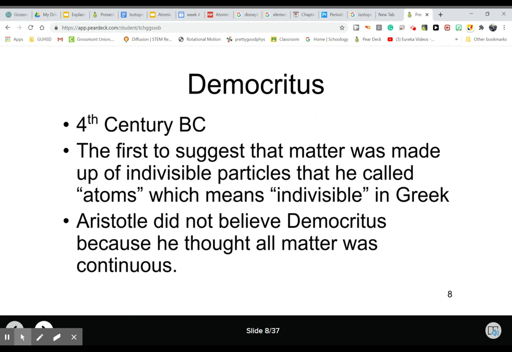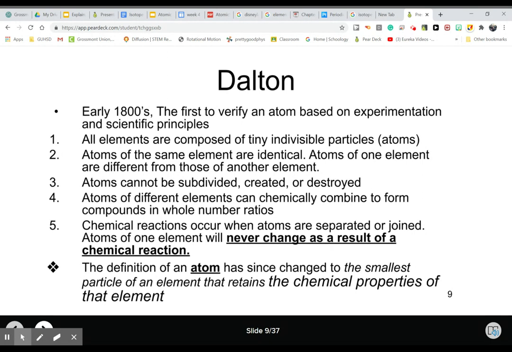The problem with Democritus is that everyone kind of went with the early philosophers and didn't necessarily believe him for a long time, because this was just a thought experiment for him. It had no backing of scientific investigation or experimentation. But then along came Dalton, who was able to do some scientific research. In the early 1800s, he was the first to verify, based on experimentation, that an atom is present.